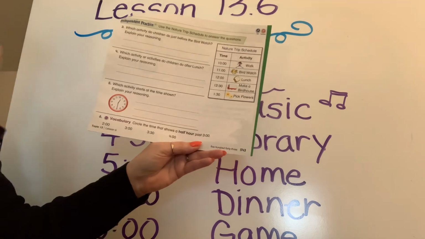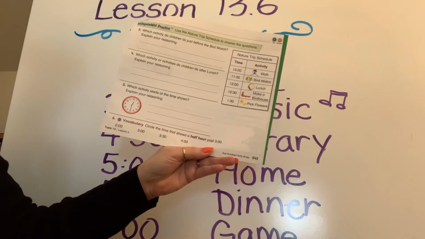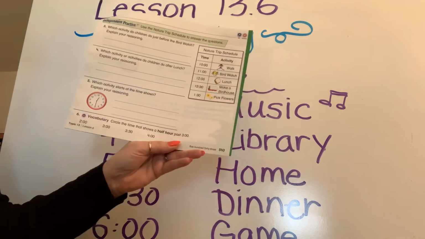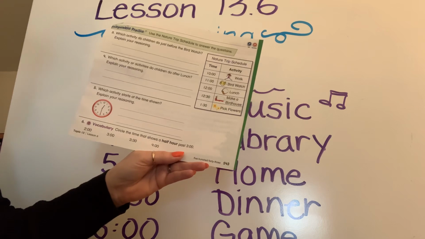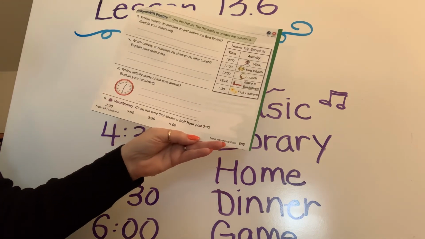It must be, everybody grab your beers, 12:30. Good job. Now we need to go over and check it with the schedule. 12:30, what are we going to do? Make a birdhouse. Good job.